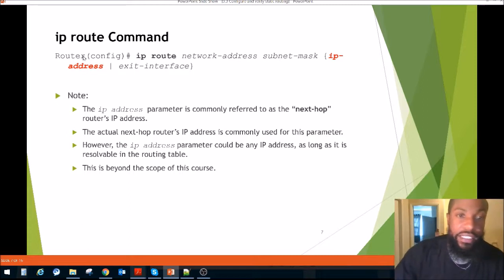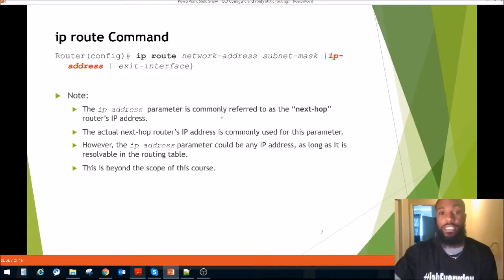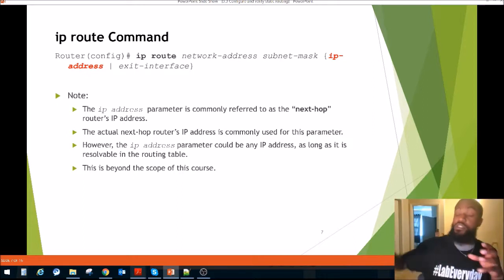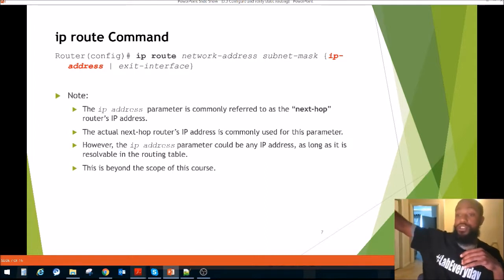Okay, so again, here's another breakdown, another example of the syntax: IP route, address of the place, the subnet mask you're trying to get to, and then the forwarding router's IP address. Notice how it says it's commonly referred to as the next hop, which I've been saying this whole time. I used to make a mistake back when I was studying for CCNA, thinking you put the IP address of your exit interface. That's not what you do. You just think about the other router and the other destination.